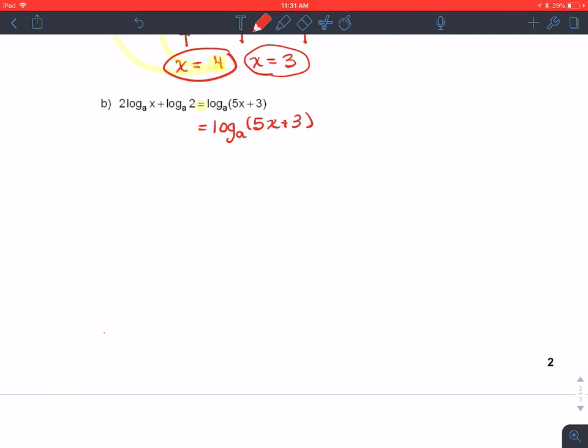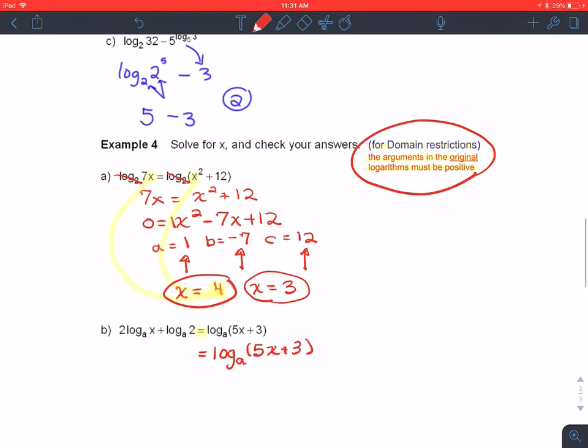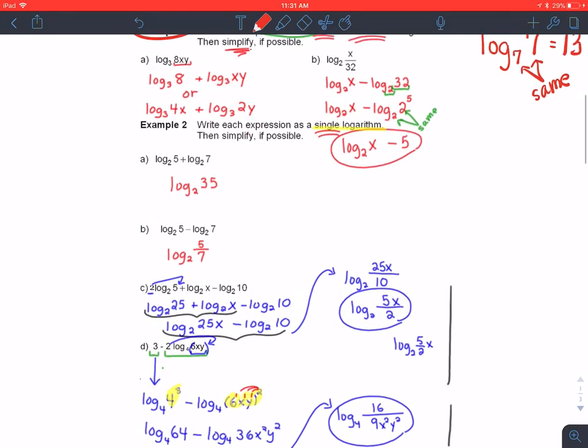Well, these two logarithms have the exact same base. It's the letter A, but I notice that the first logarithm does not have a lead coefficient of 1. It is a 2. So again, I'm just going to scroll back. Yesterday, we did discuss one property.